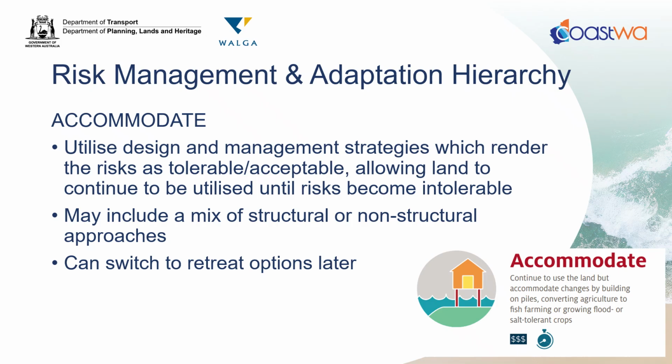The third category is accommodate. So accommodate uses design or management strategies which render the risks as tolerable or acceptable, allowing land or foreshores to continue to be used until the risks become intolerable. This may include a mix of structural and non-structural approaches and can often switch to retreat options later. So this may include things such as your typical Queenslander houses, which may be built on stilts, they're built high to accommodate floodwaters underneath. These type of options and can also, as we've noted, we can switch to retreat options later if those risks really do become intolerable.